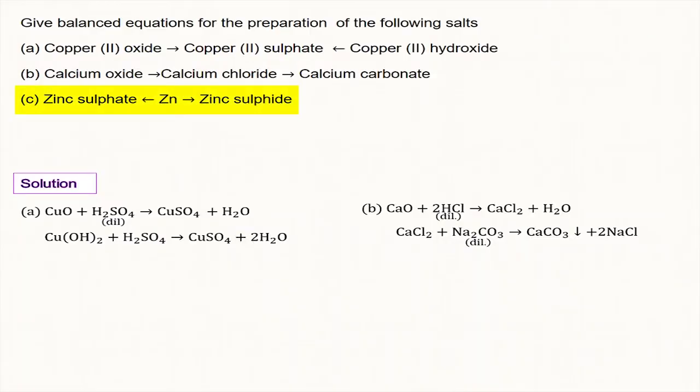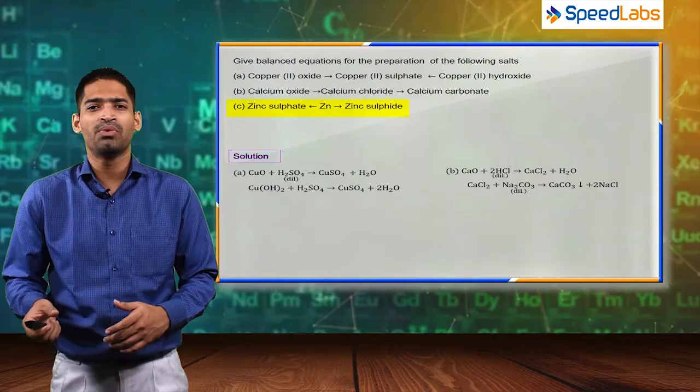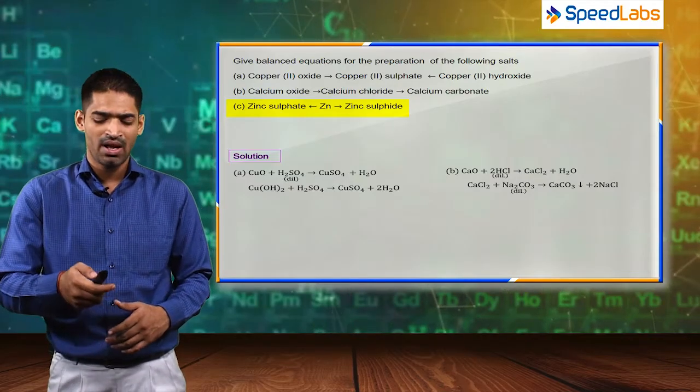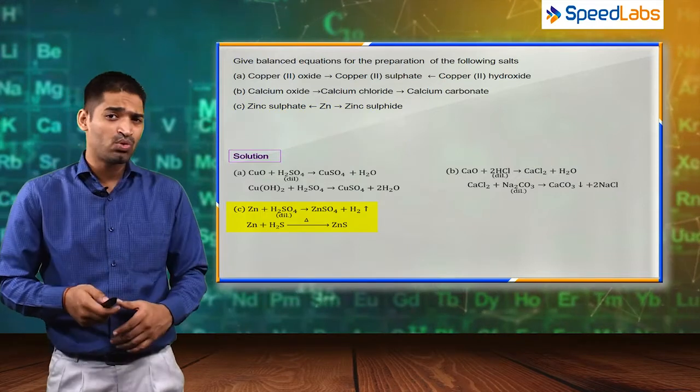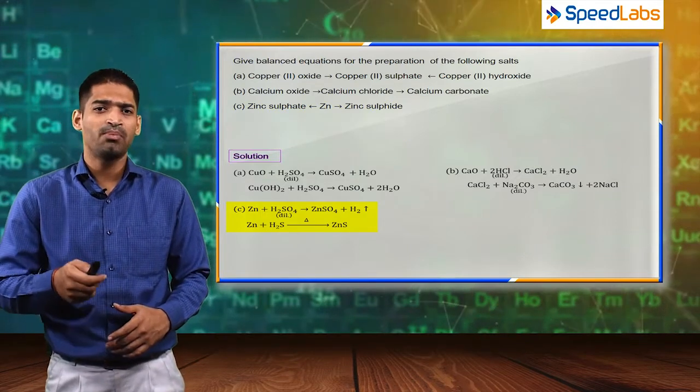Again, take another example. So you have to prepare zinc sulfate from zinc oxide. Zinc oxide, again a metallic oxide that is basic in nature, so we will add H2SO4 to it. So the required reaction comes out to be Zn plus H2SO4 gives you ZnSO4 plus H2.